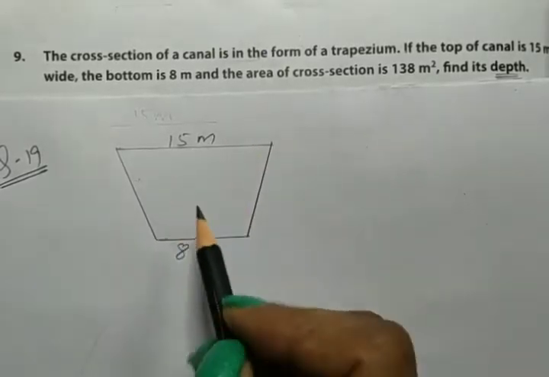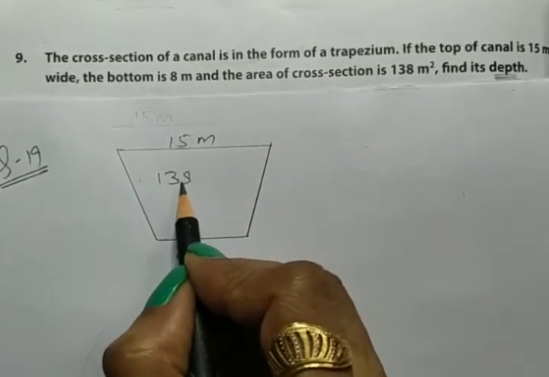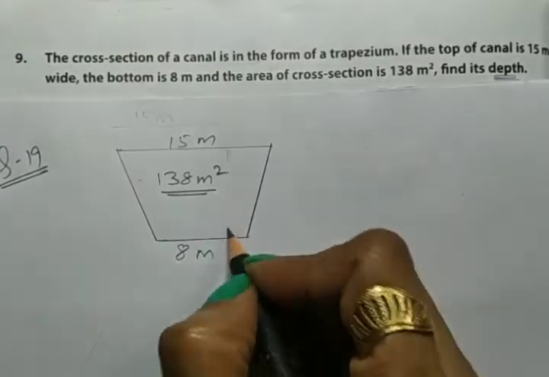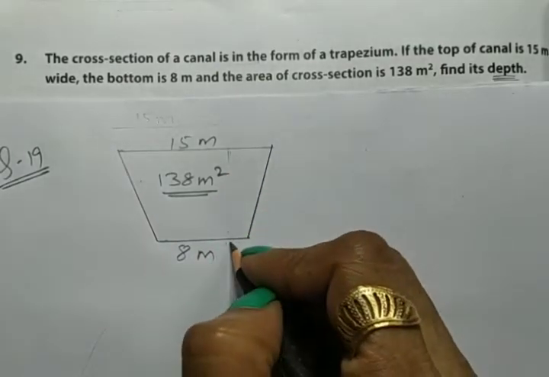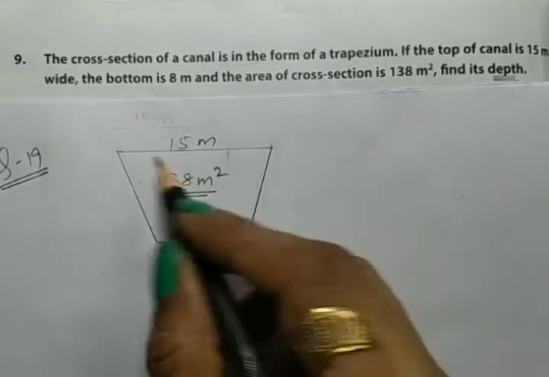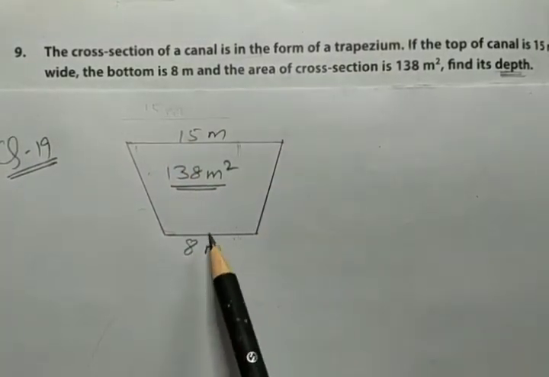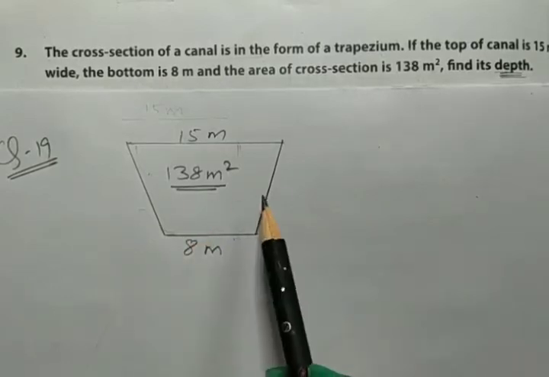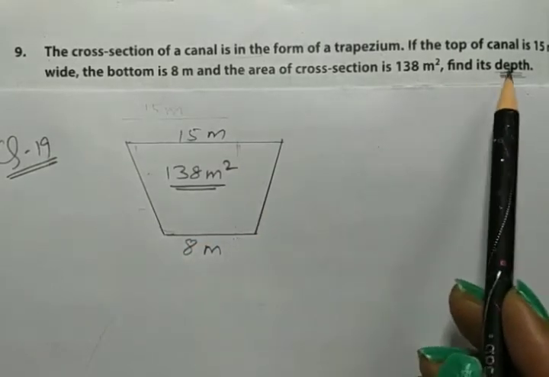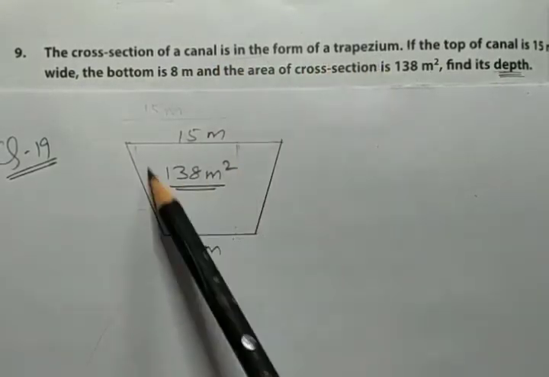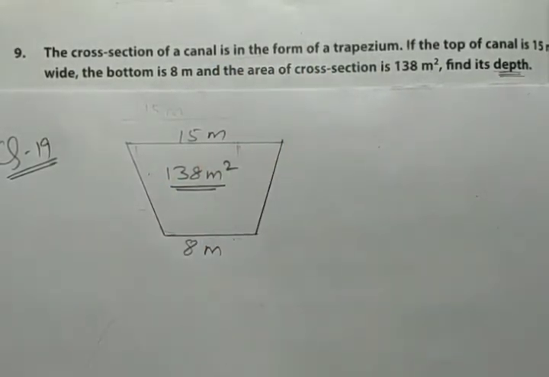And the area of this cross section is 138 meters square. And we have to find the depth. It means we have to find the height of this trapezium. So dear students, by using the formula to find the area of a trapezium, you have to find the depth of the cross section of a canal having the form of a trapezium by yourself.